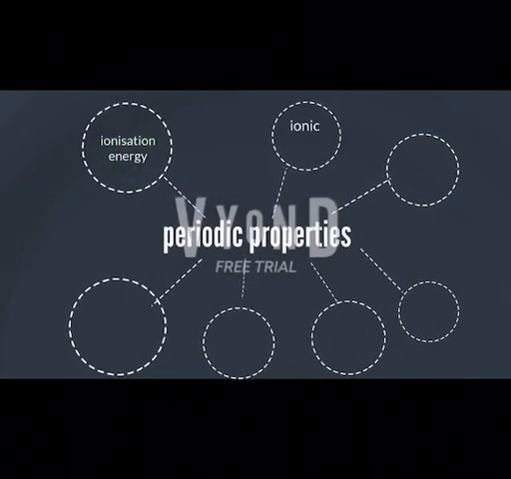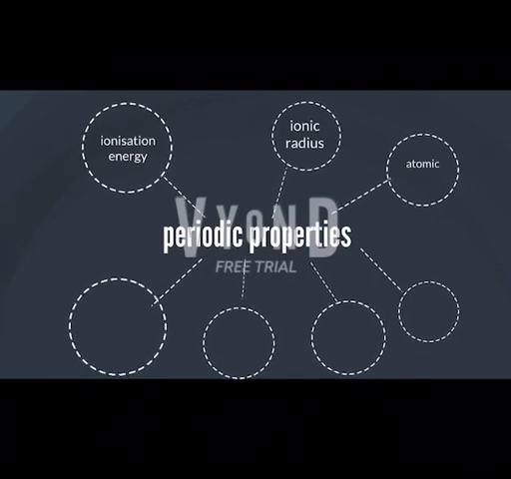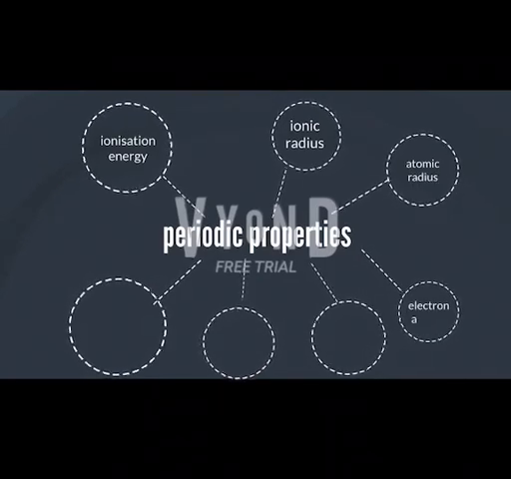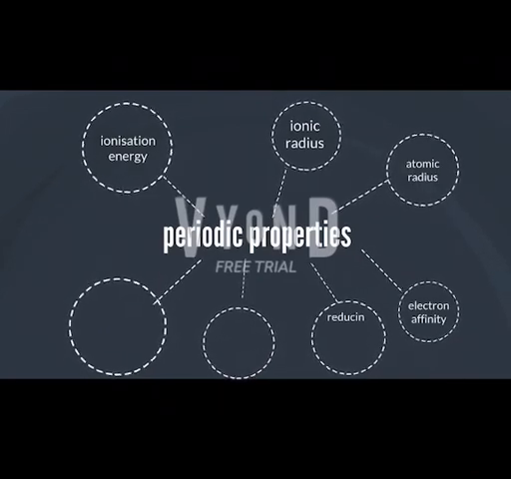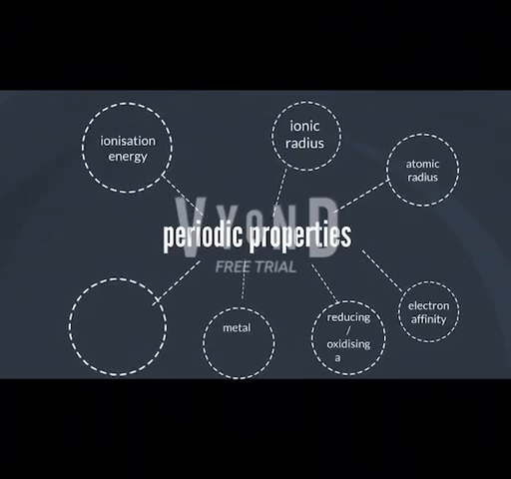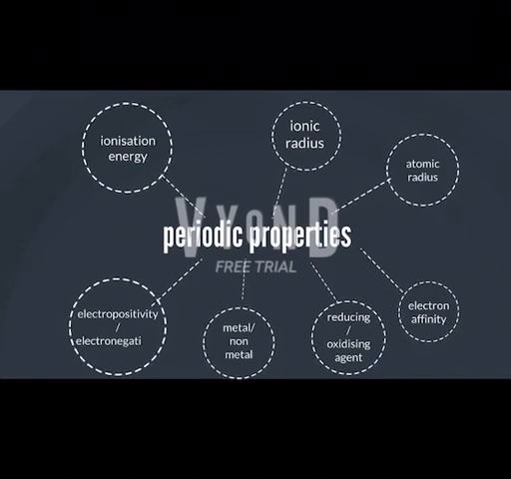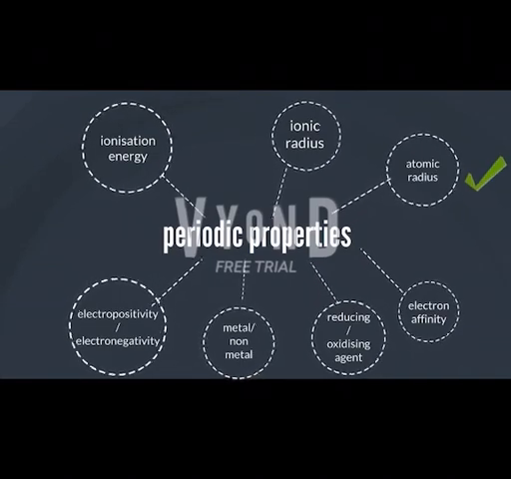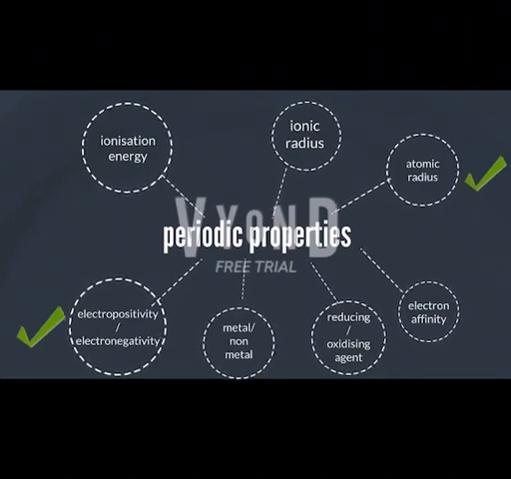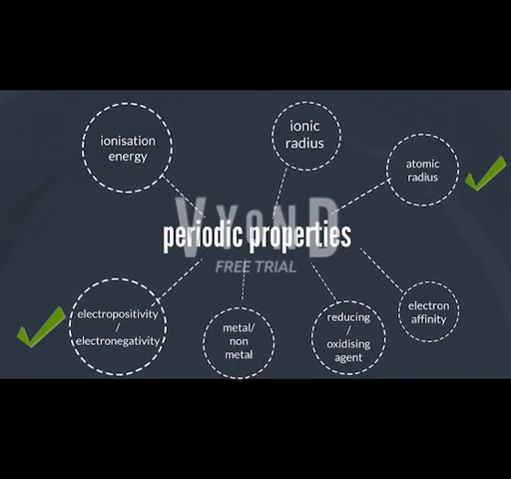Periodic properties include ionization energy, ionic radius, atomic radius, electron affinity, oxidizing or reducing, metal or non-metal, electropositivity or electronegativity. Today we're gonna talk about atomic radius and electropositivity or electronegativity.